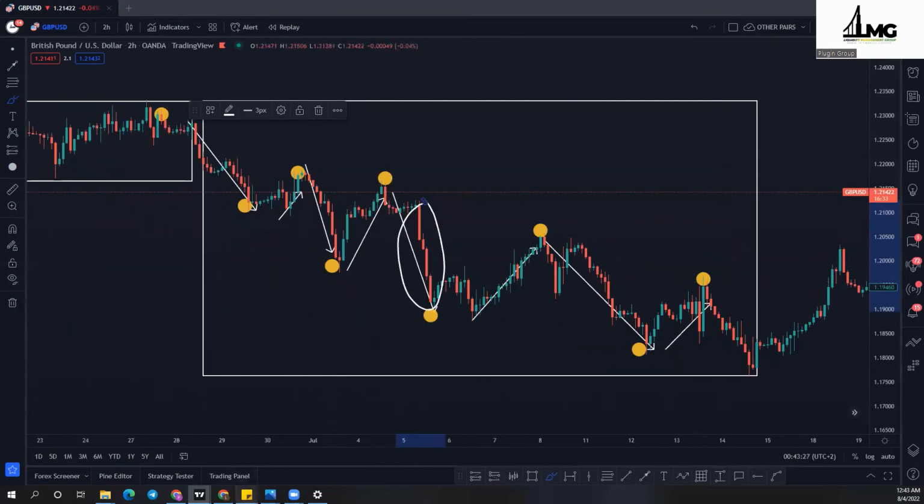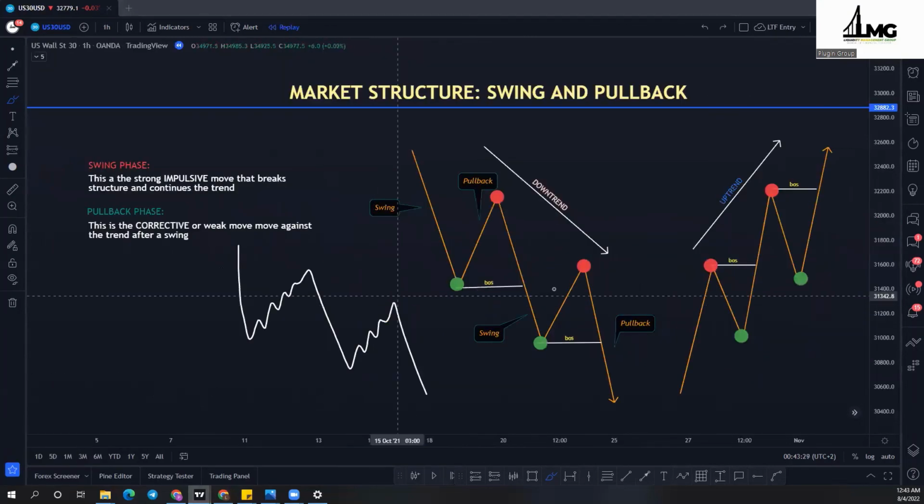So yeah, that's on swings and pullbacks, right? We see price push to the downside, pulling back, swinging, pulling back, swinging. The same thing in an uptrend. We see price push to the upside impulsively, swinging, pulling back, swing, pull back, and swing, right?